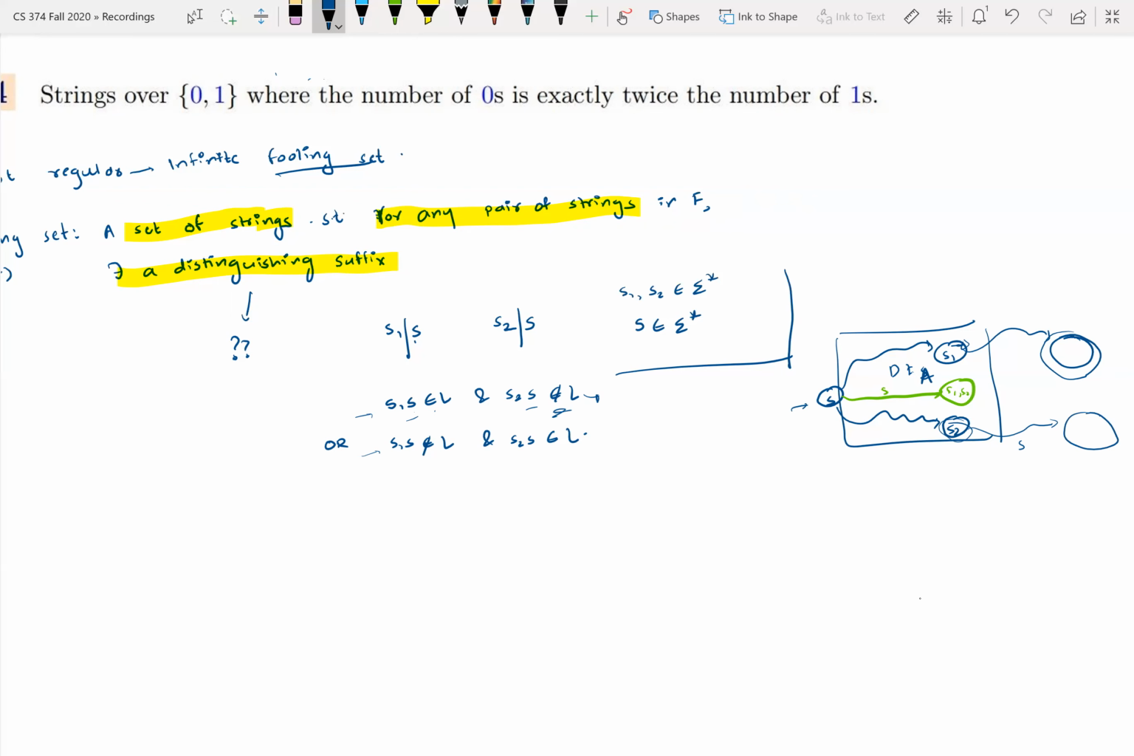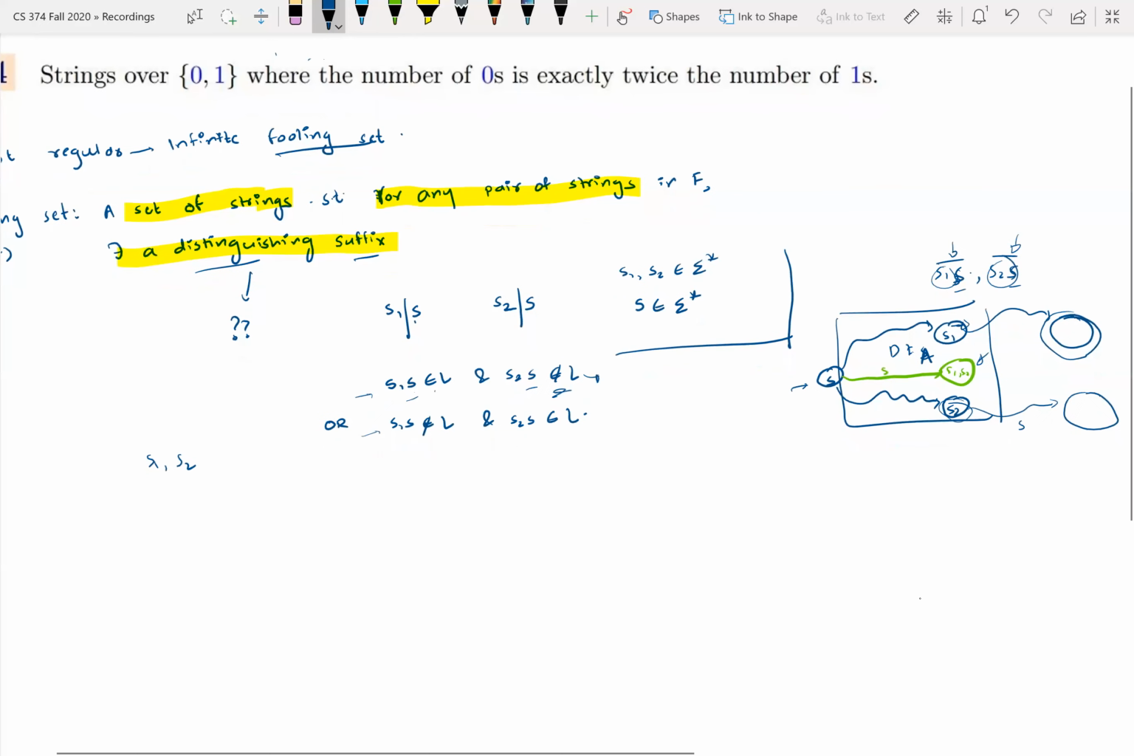So s1s and s2s have to reach different states at the end, because one is reaching an accept state and one is reaching a reject state. And because the suffix s is the same, s1 and s2 themselves have to reach different states. We cannot reach the same state from here, which is why it is called a distinguishing suffix: if two strings s1 and s2 have a distinguishing suffix, then s1 and s2 reach two distinct states starting from the start state.